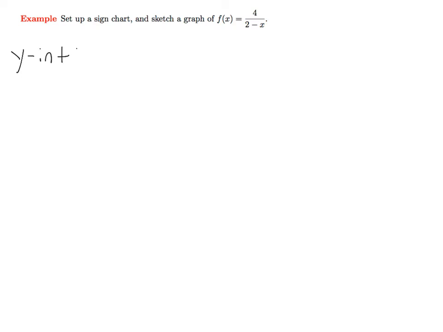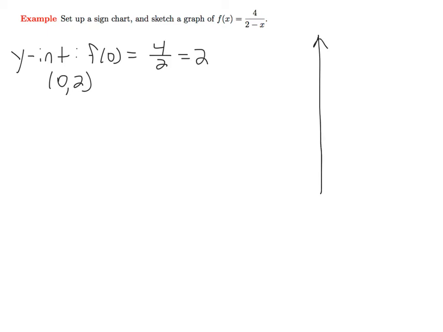To find the y-intercept, we evaluate f at 0, and this gives us 4 divided by 2 minus 0, which is 2. So we have a y-intercept at the point (0, 2). While we're doing this work, I'm going to set up a graph over here to reflect these properties. So we have a y-intercept at (0, 2) that I've just marked on the graph.